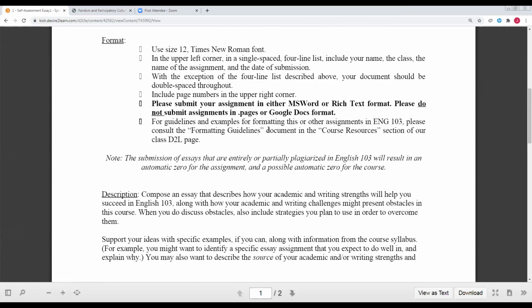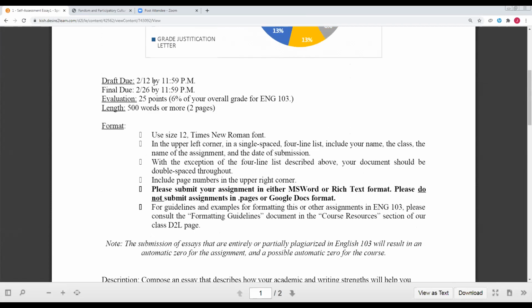Now, I did post an announcement, and it's still viable and available in the announcements section of Desire to Learn about how to properly format an MLA document. But generally speaking, the format for this paper will be for you to use a size 12 Times New Roman font. And then in the upper left-hand corner of the paper, in a single-spaced list of 4 lines, you're going to include your name, the class, the name of the assignment, in this case, self-assessment essay, and the date it's turned in, which should be, again, either February 12th or for the final draft, February 26th.